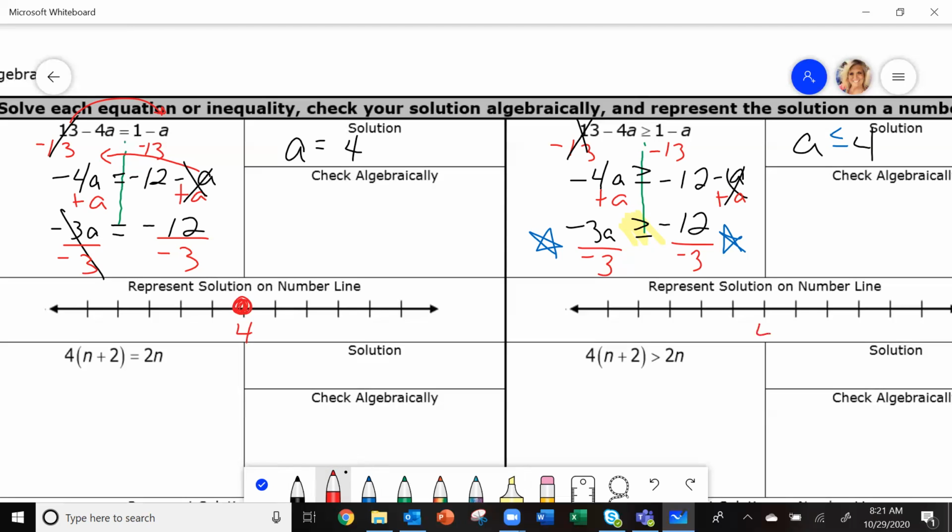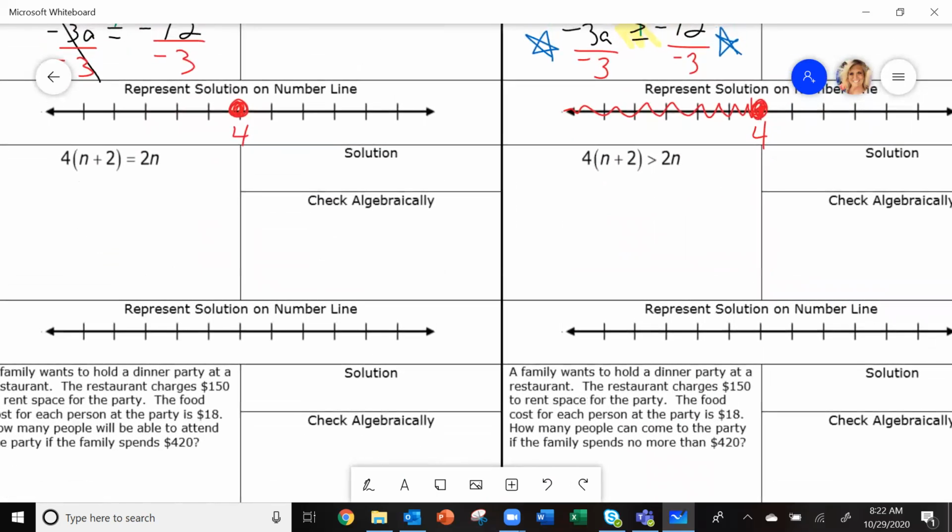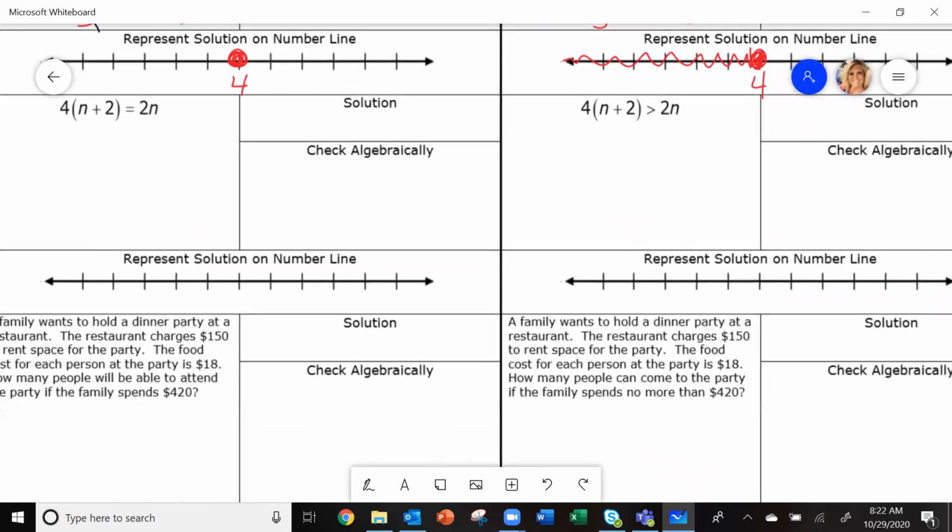Over here at 4, it says less than or equal to. Equal to is a colored in circle. Less than is to the left like this. This is what you should have gotten. You should see the next two down there. So after you get settled, why don't you go ahead and do the next two? Pause the video, do the next two, and then come back and we'll see how you did.